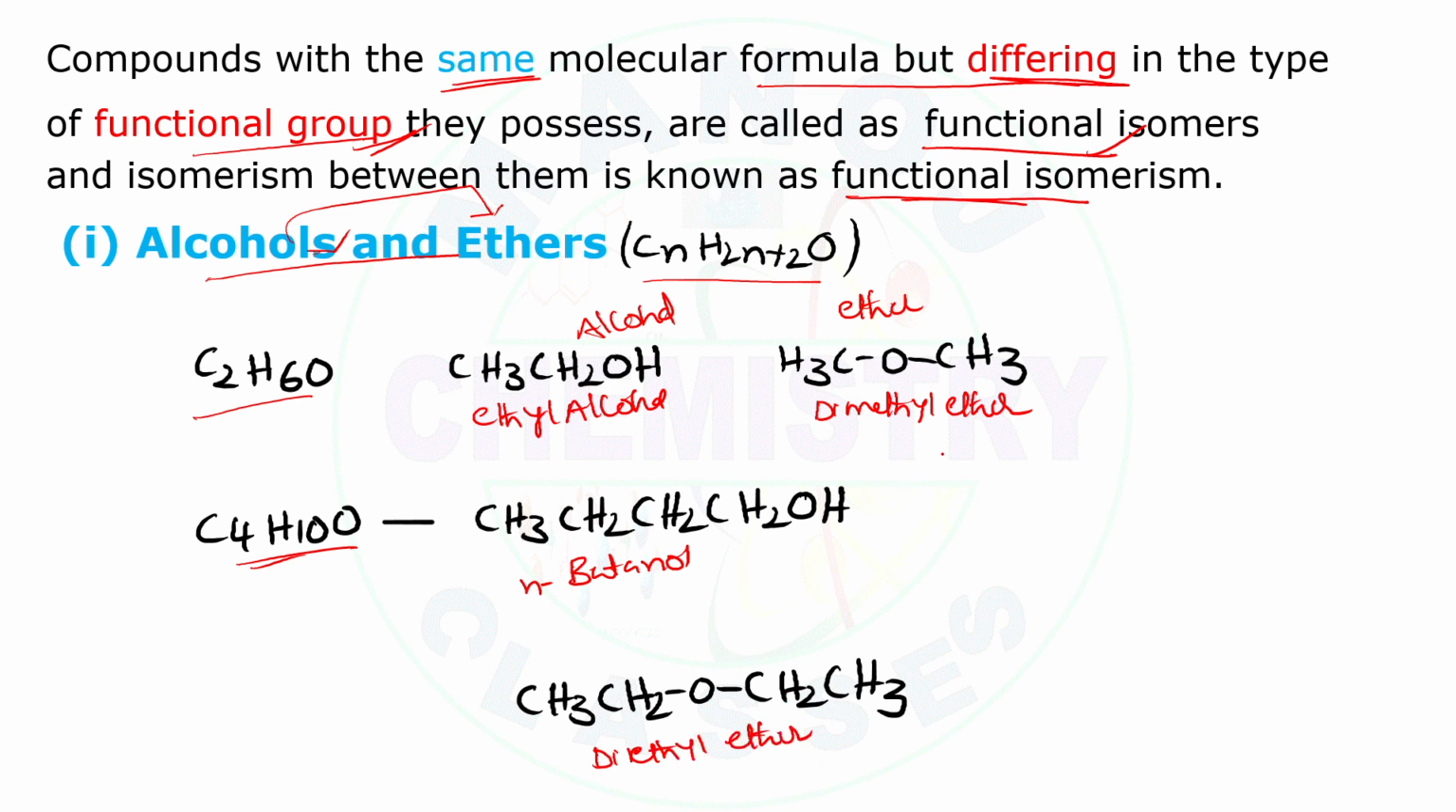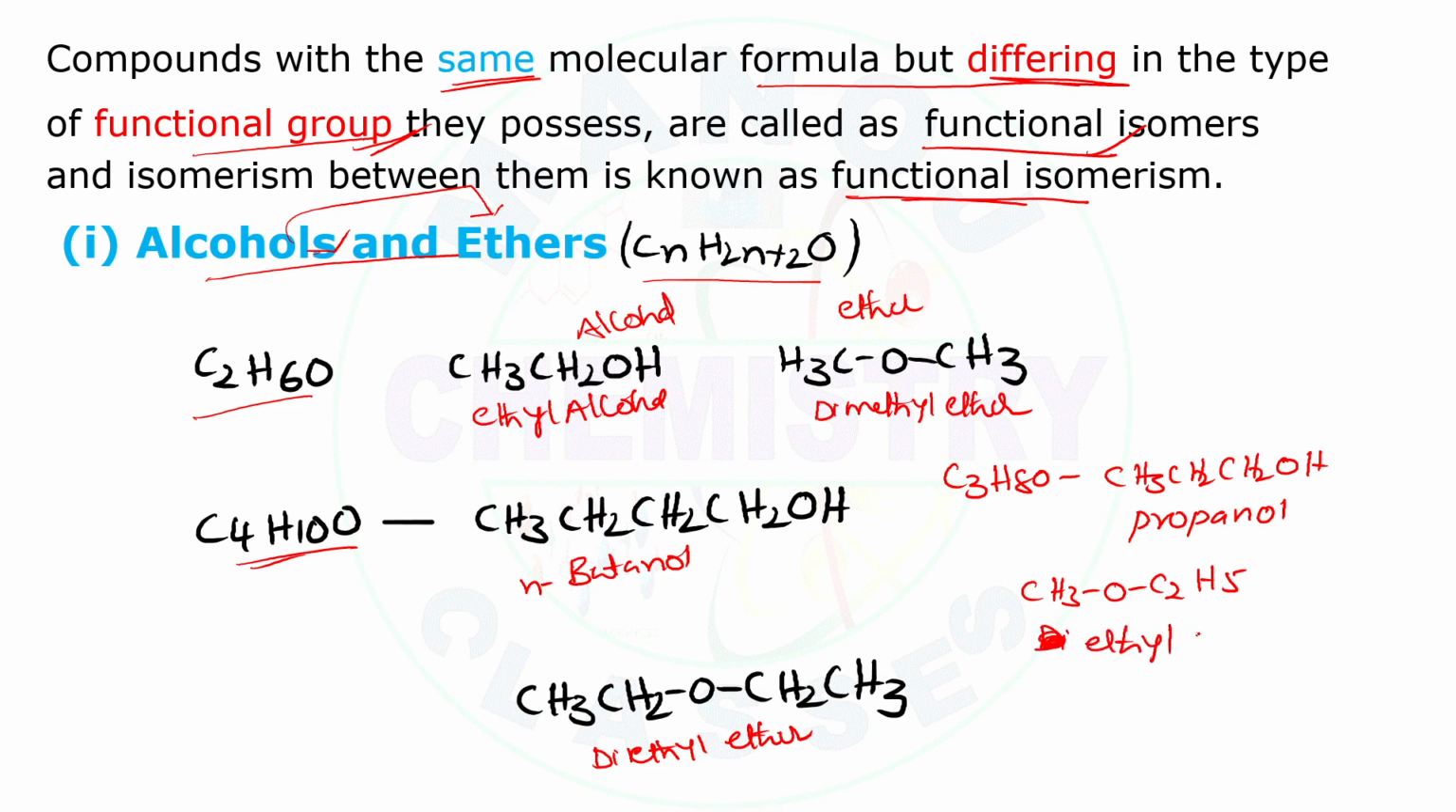For example, if you take one more example, C3H8O, this can be written as propanol, CH3CH2CH2OH. This is nothing but propanol. Ol stands for alcohol, whereas the ether functional group can be written as CH3OC2H5. This is nothing but ethyl methyl ether. So these are some examples of ether and alcohol. Remember, alcohol is a functional isomer with ether.